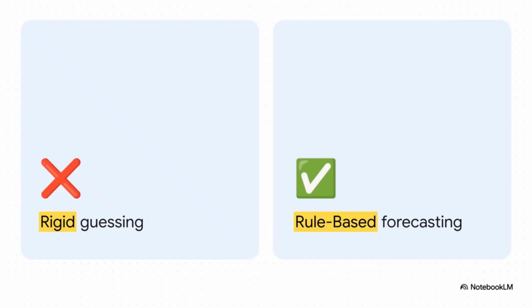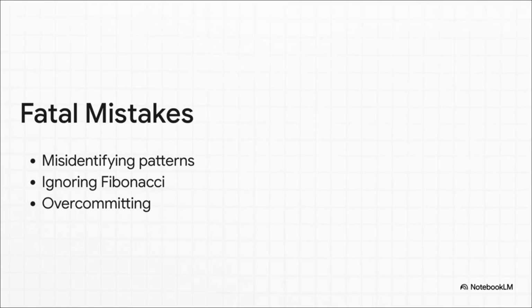Listen, the absolute biggest trap beginners fall into is treating Elliott Wave like some sort of rigid guessing game. In reality, it's a strict, rule-based forecasting system. You've got to strike a balance here. Yes, you have to follow the core rules strictly, but you also need to stay completely objective and flexible the moment the market structure evolves and throws new data your way. There are 3 fatal mistakes you need to avoid at all costs.